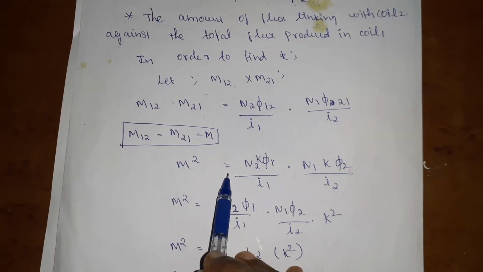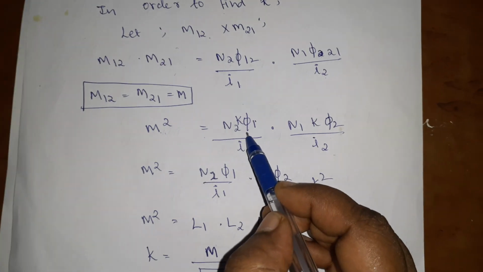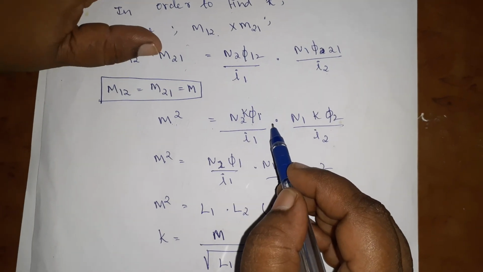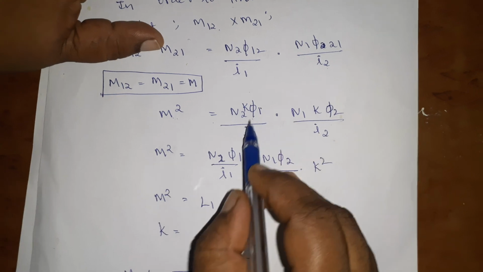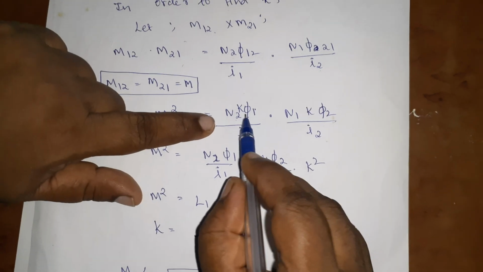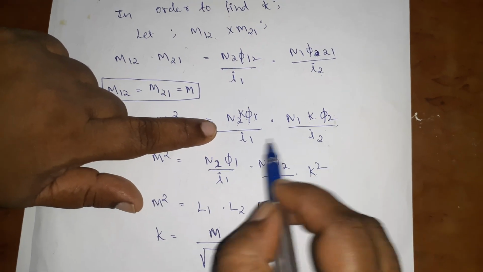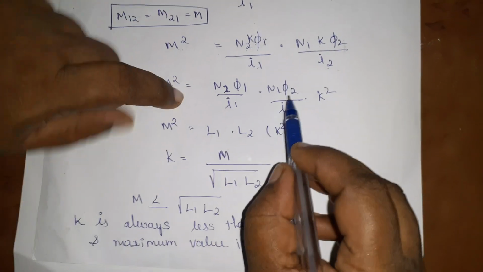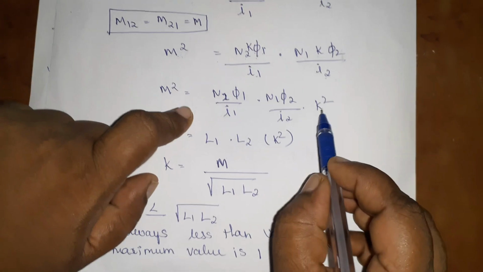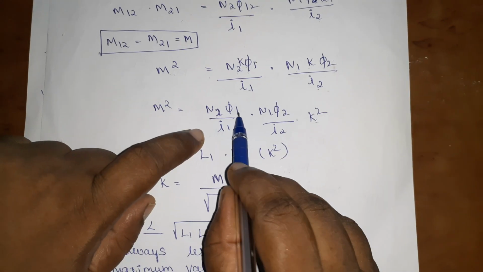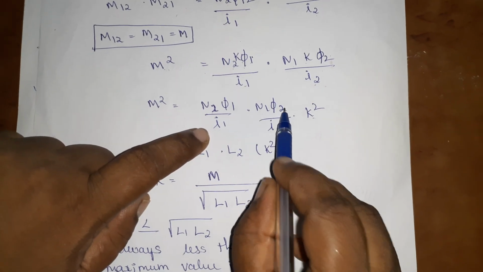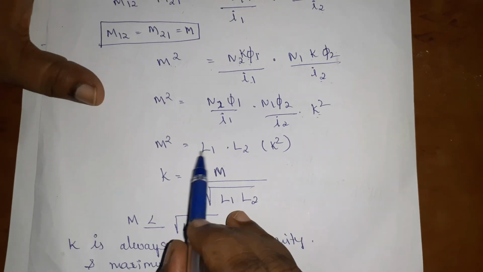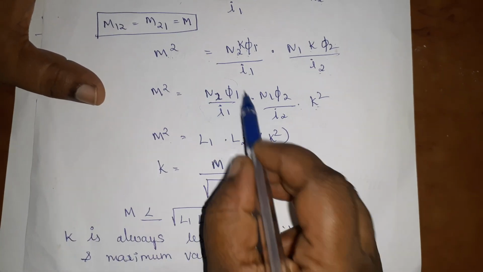So M square is equal to, you already know this, K is equal to phi 12 divided by phi 1, so phi 12 is equal to K phi 1. Substitute here N2 into K phi 1 divided by I1, and N1 into K phi 2 divided by I2. M square is equal to, you take out the common value K. So N2 phi 1 divided by I1, N1 phi 2 divided by I2, into K into K, K square.